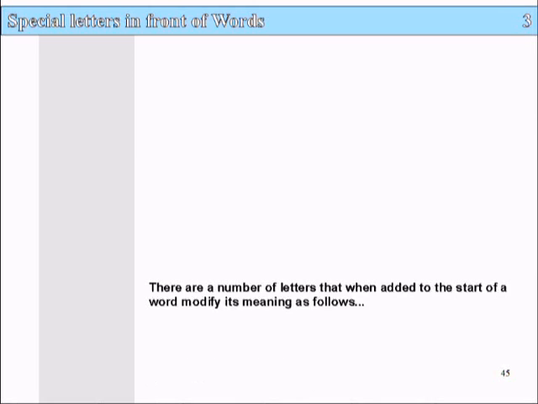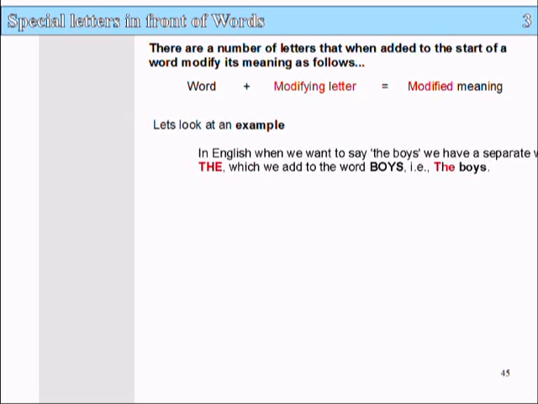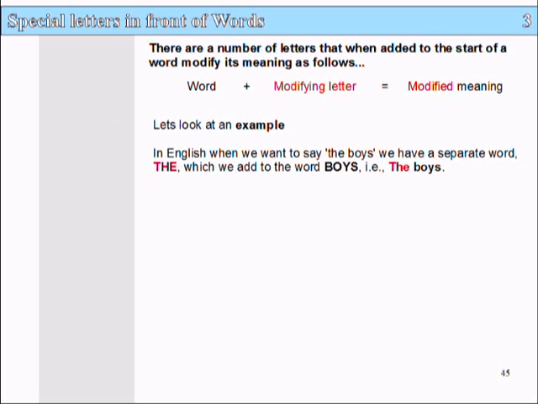Slide 45. Lesson 3. Special letters in front of words. There are a number of letters that, when added to the start of a word, modify its meaning as follows. We have a word plus a modifying letter, and we get a modified meaning. Let's look at an example.